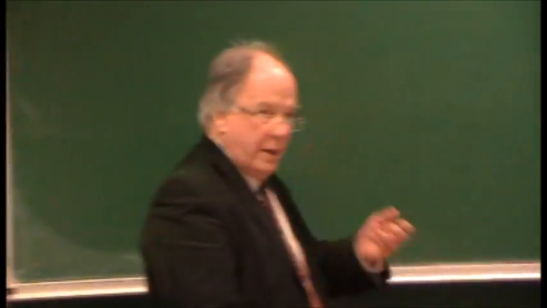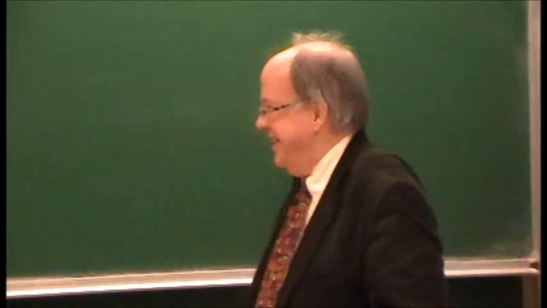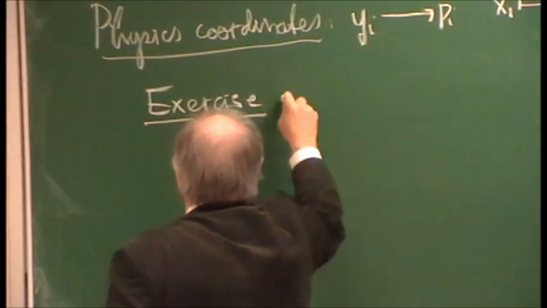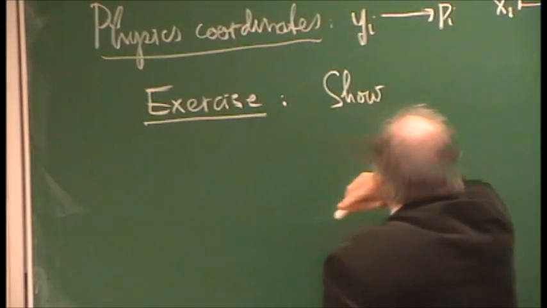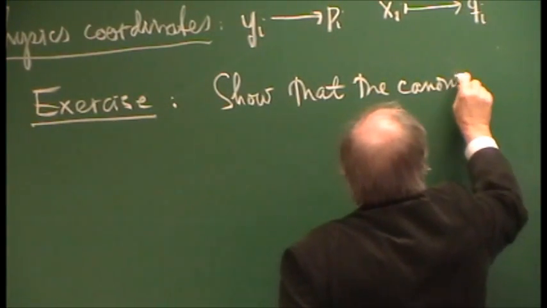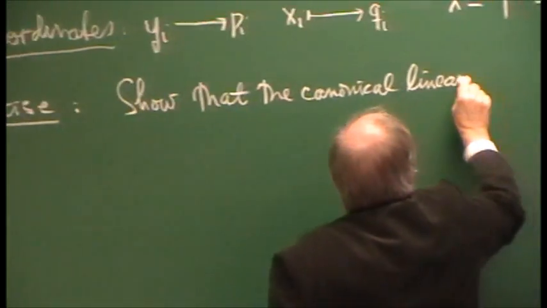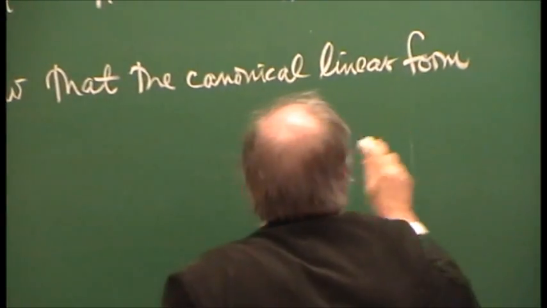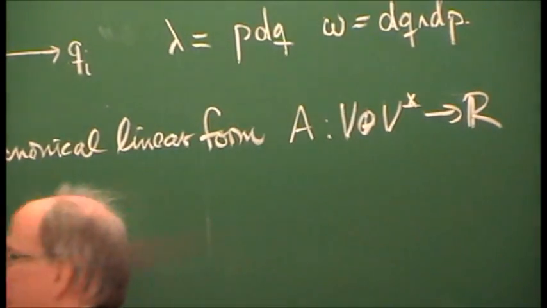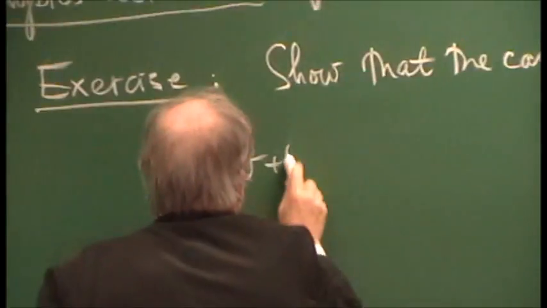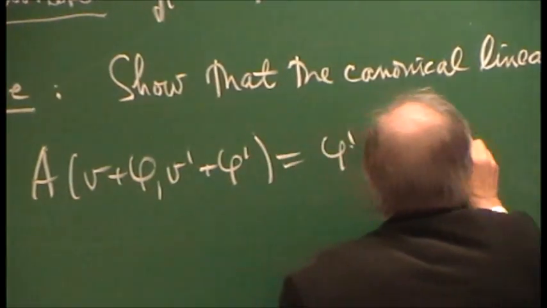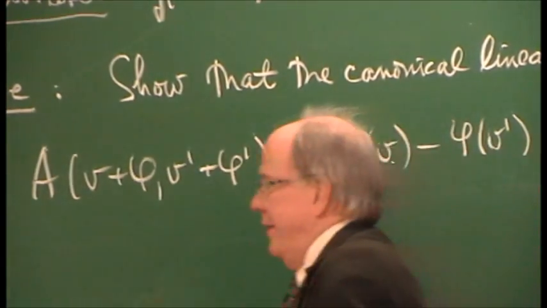Okay. Now, as an exercise, I'm going to assign you this, it's an easy exercise. Show that the canonical linear form A, which I defined a long time ago in my lectures, A of V, V prime is equal to V prime, V minus V prime, V is the same thing.